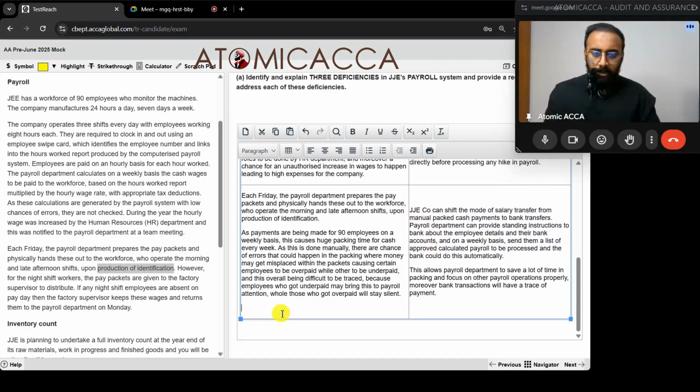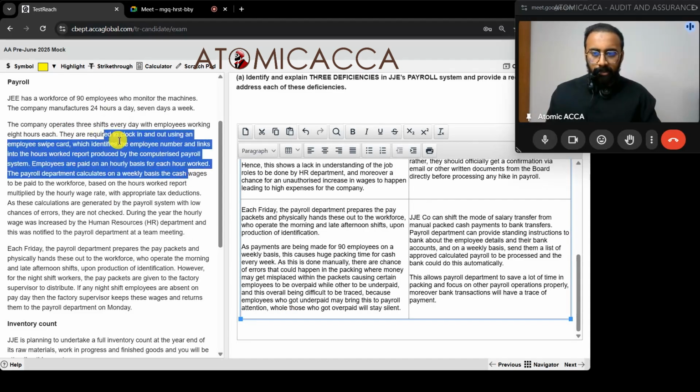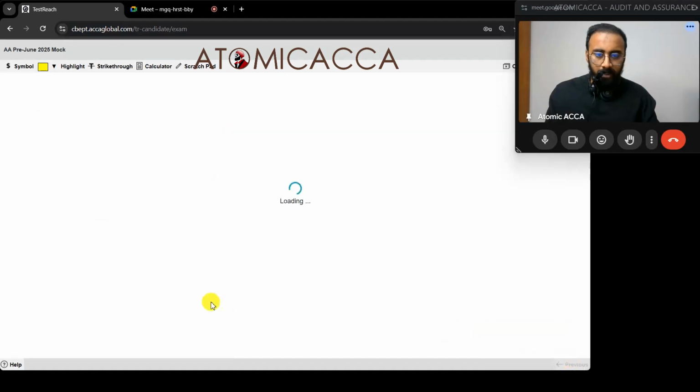So with that, we are done with our 3 points over here for deficiency. So we don't have to use this thing about the employees clocking in and clocking out, then supervisor monitoring and all. That's all. You can forget it. We have 3 points over here, and with that, we are done with this question.